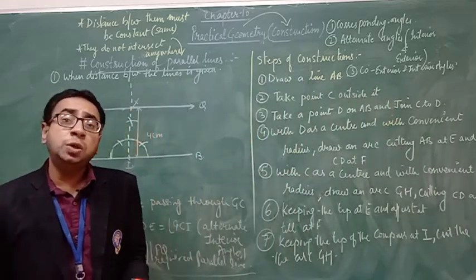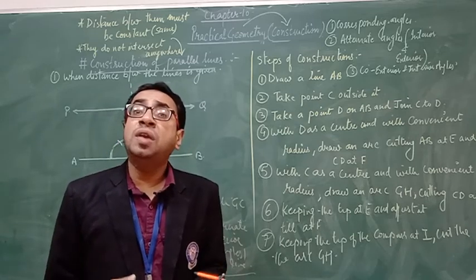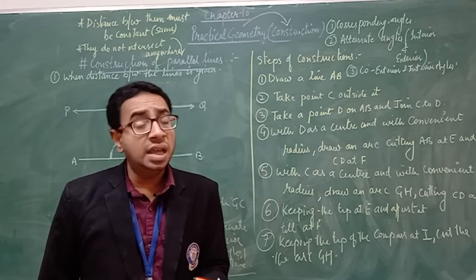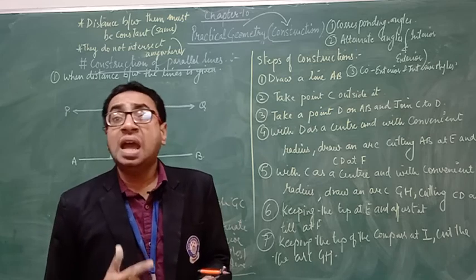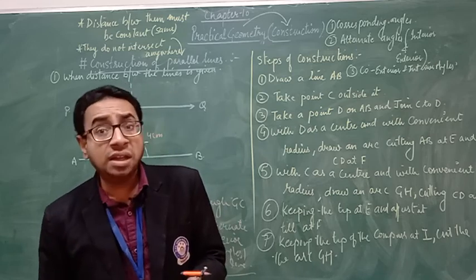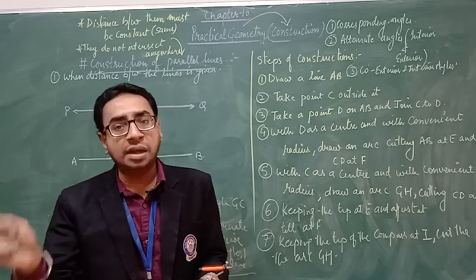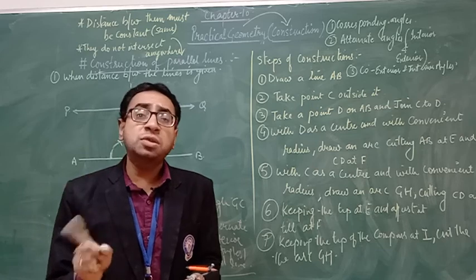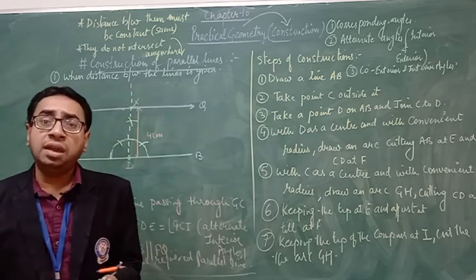In the next video, we'll be starting with the construction of triangles based on the various congruency rules. SSS means side, side, side. SAS, side, angle, included side. ASA, angle, side, included angle. AAS means angle, angle, side. And RHS also, so 5 congruencies we'll be doing. Based on that, we'll be constructing various triangles. Are we clear? Till then, take care and have a nice day.